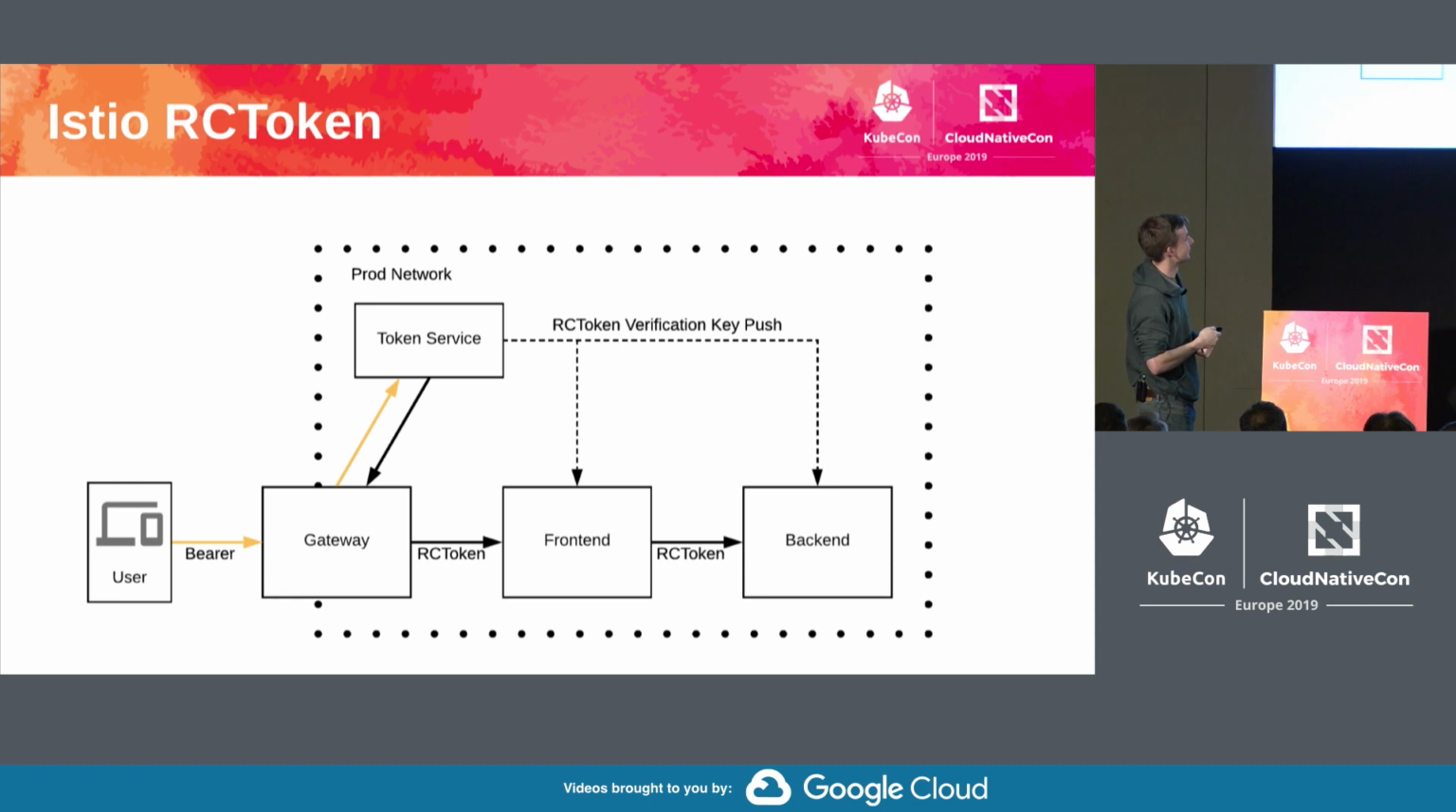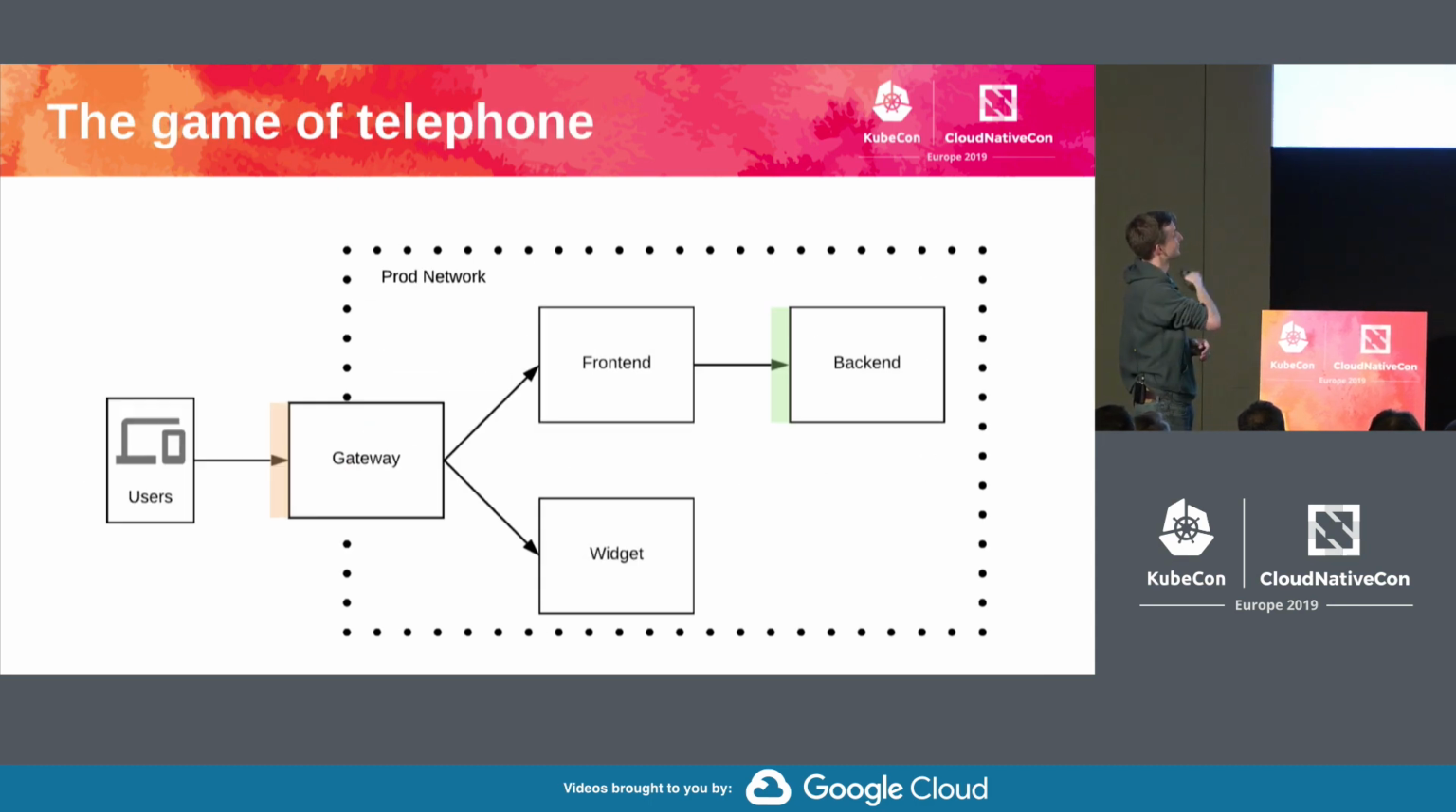So if we hop back to our game of telephone, we now have a user authenticates to the gateway, which creates an RC token. Those RC tokens are forwarded upstream, and backend is able to validate that RC token and use those attributes to feed its policy. So now we can implement the policy that user A has permission to access user A's data.